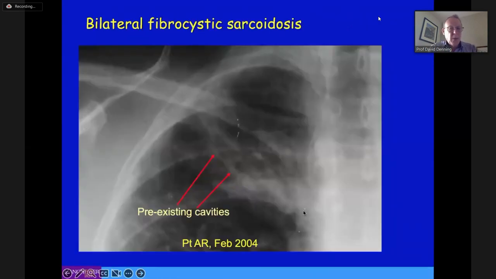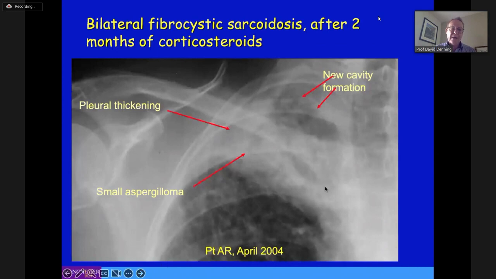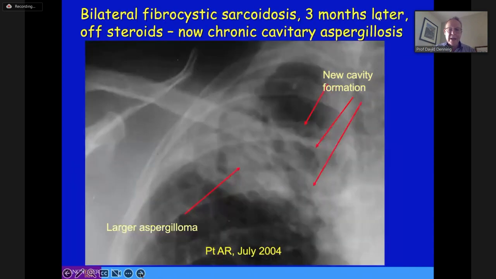So I just want to make one other significant point about the management of these patients. This was a patient who came for a routine hysterectomy. She was asymptomatic, but the chest X-ray was abnormal, and they diagnosed fibrocystic sarcoidosis. So she then saw a young chest physician who thought she needed some steroids, despite her not being symptomatic, and fairly quickly thereafter, she had progressive chest X-ray findings with new cavity formation, pleural thickening, and a small aspergilloma in that area. And a little bit after that, you can see this quite large aspergilloma.